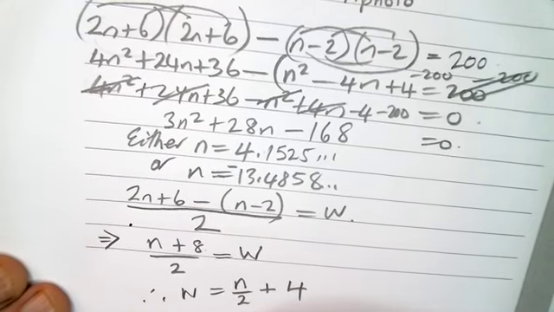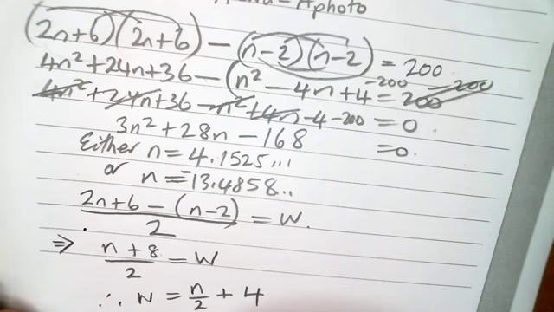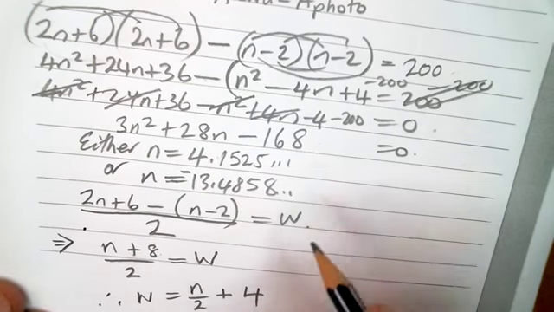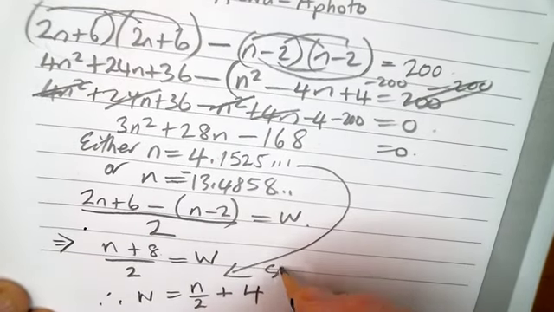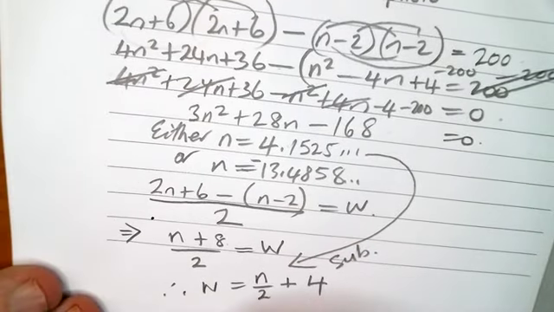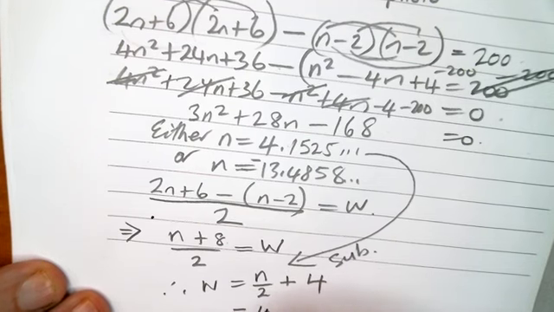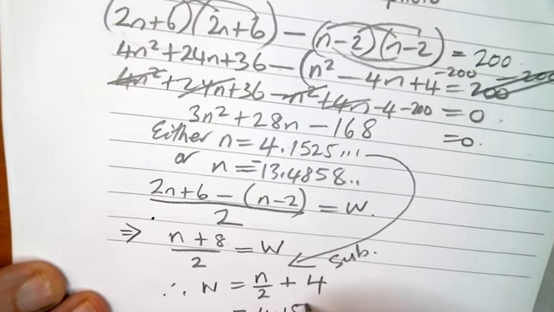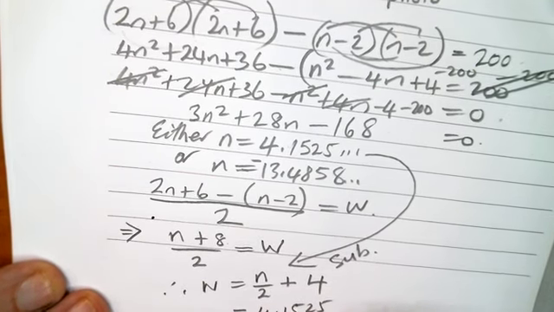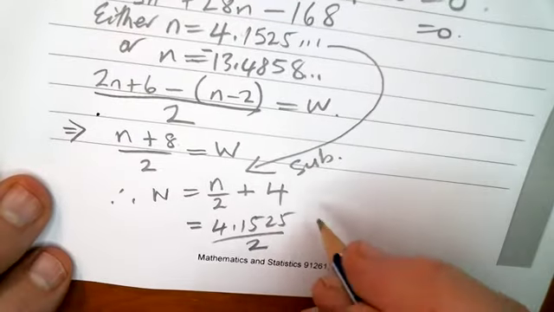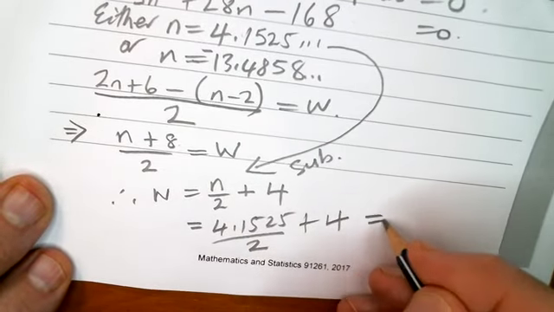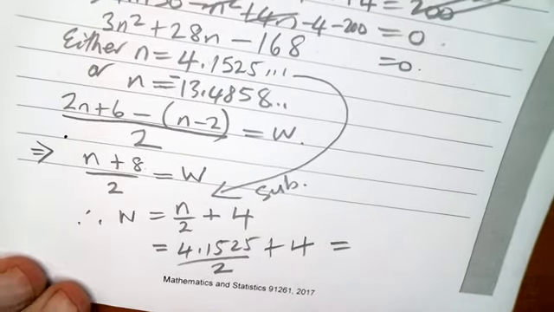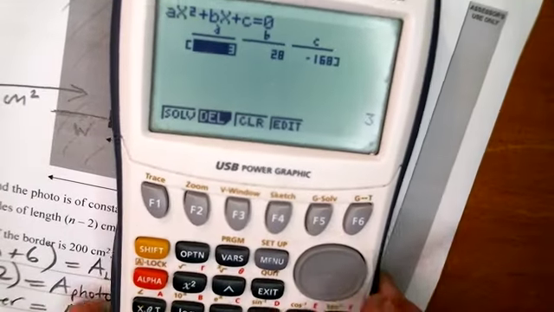And what we're going to do is substitute in the n value here. So it's equal to 4.1525 on 2, plus 4. Sorry, you can't see this. I put an equals over here because I haven't got room under here. I should try and keep them under each other. Let's see what we've got.